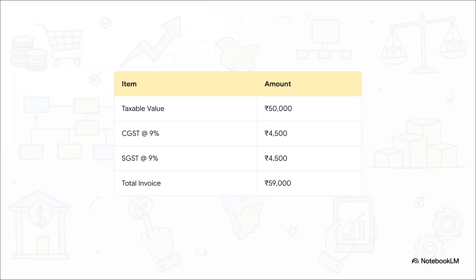And here is where you really see the beautiful symmetry of India's dual model, because it's an intrastate supply staying within Karnataka. That 18% rate gets split perfectly down the middle. 9% goes to the center as CGST, which is 4,500 rupees, and the other 9% goes to the state as SGST, another 4,500 rupees, making the total invoice 59,000 rupees. Once you see the actual mechanics at work, it's remarkably logical, isn't it?